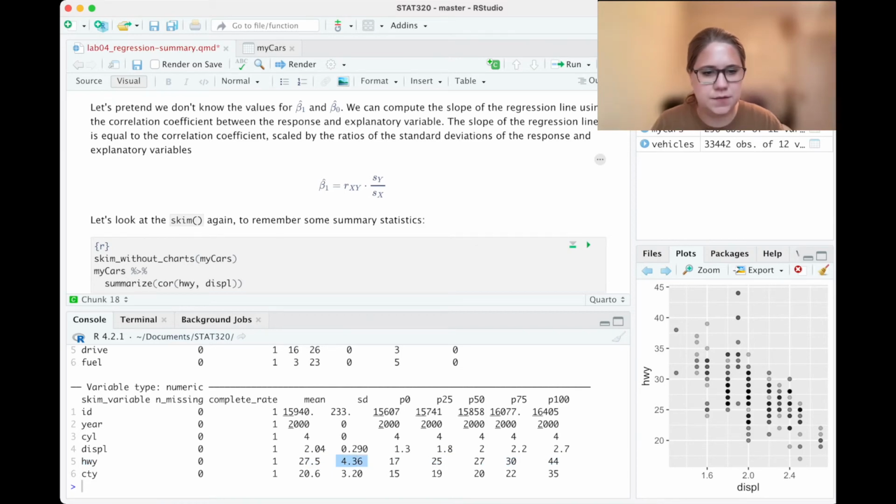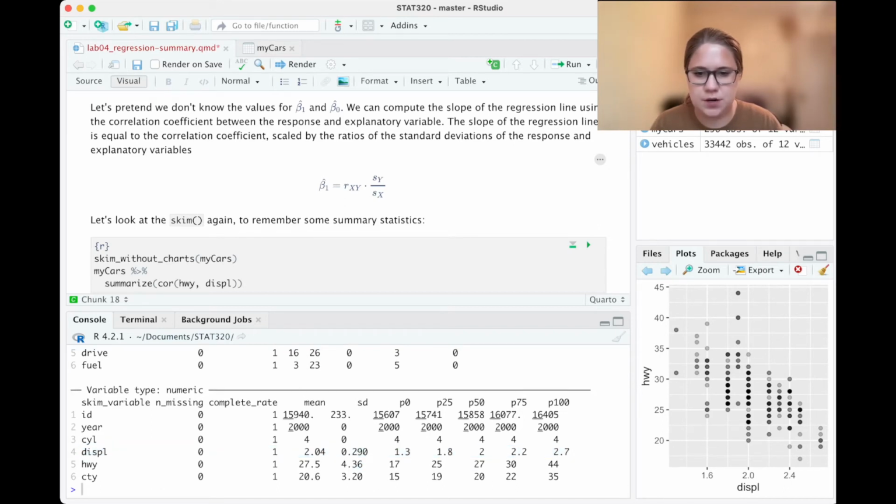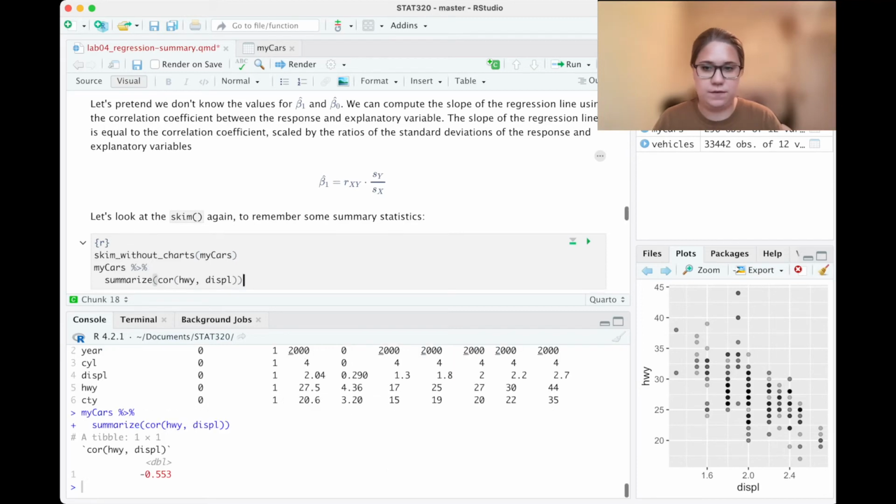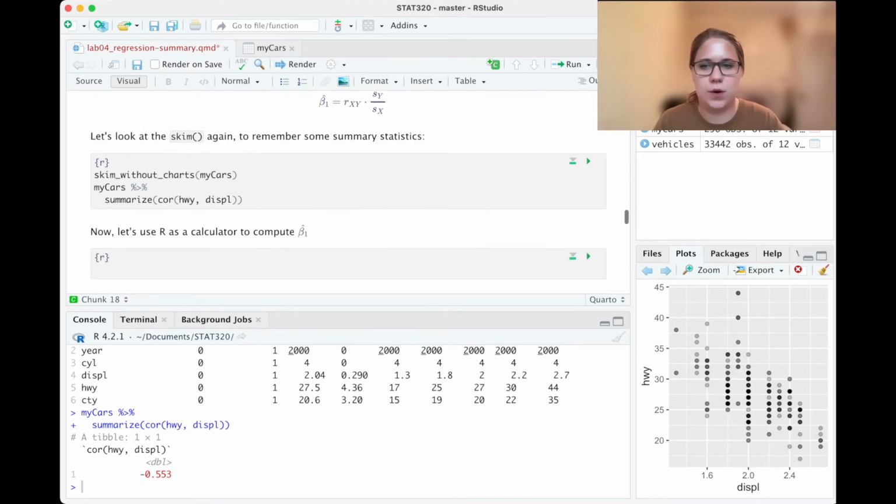And my x variable is displacement. So here's displacement, and my standard deviation is 0.290. Okay, so I've got my stuff for this fraction. Then I need the correlation, and here's one way to find the correlation. Do my cars, and then summarize the correlation between those two variables. They're negatively correlated. That's kind of what we would expect, negative 0.553. And now I've got everything I need to use that equation.